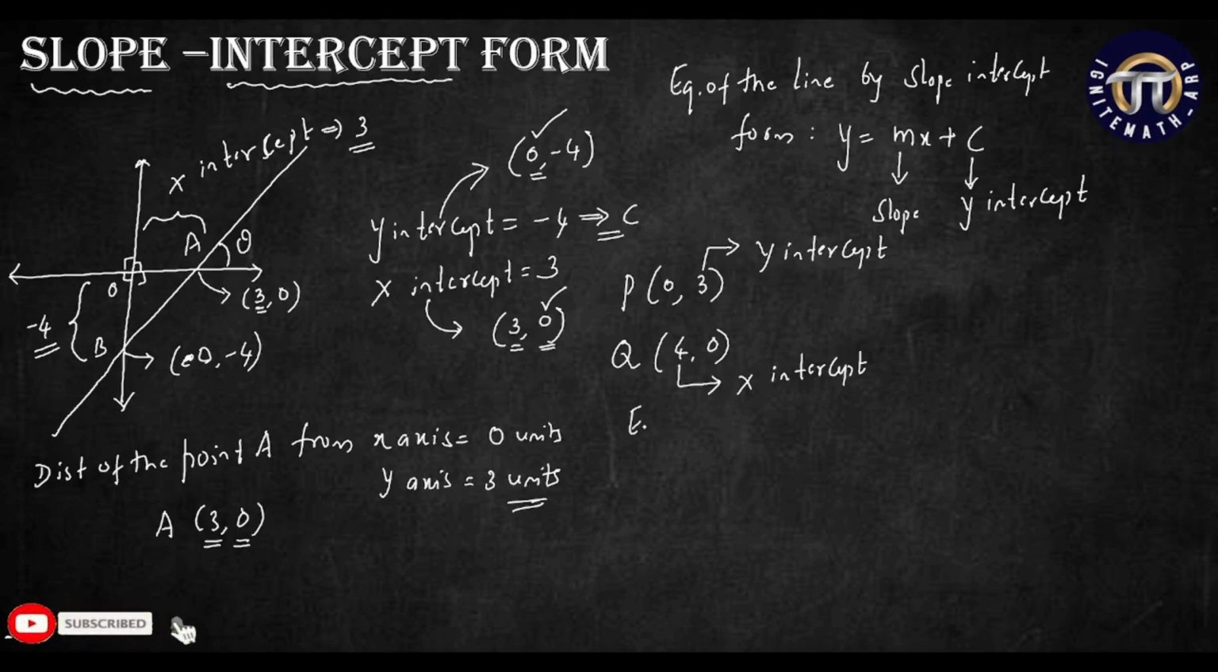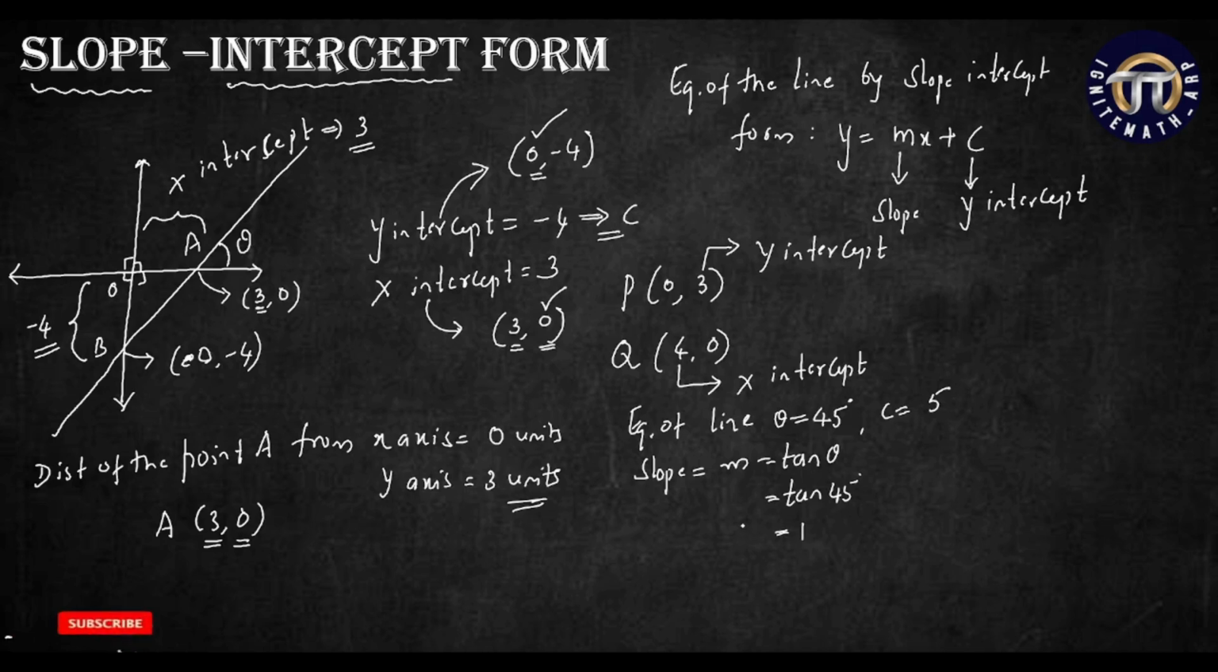Pay attention. Find the equation of the line whose inclination is 45 degrees and its y-intercept is 5. Its y-intercept is 5. Now the slope I will find out. Slope m is equal to tan of theta. So tan 45 degrees is equal to 1. So now C is already given to you as 5. So the equation of the required line is given by y is equal to mx plus c.